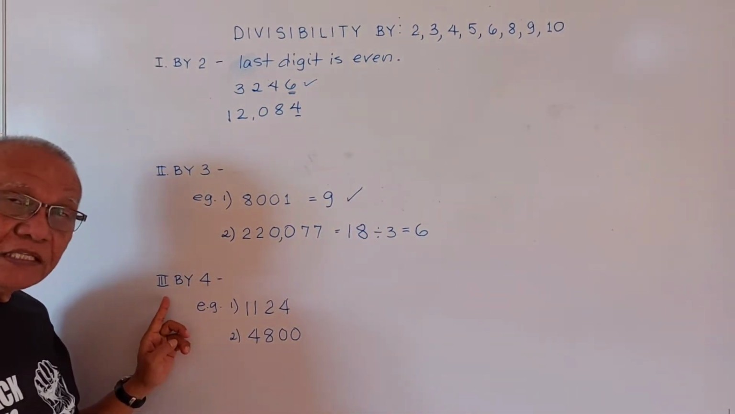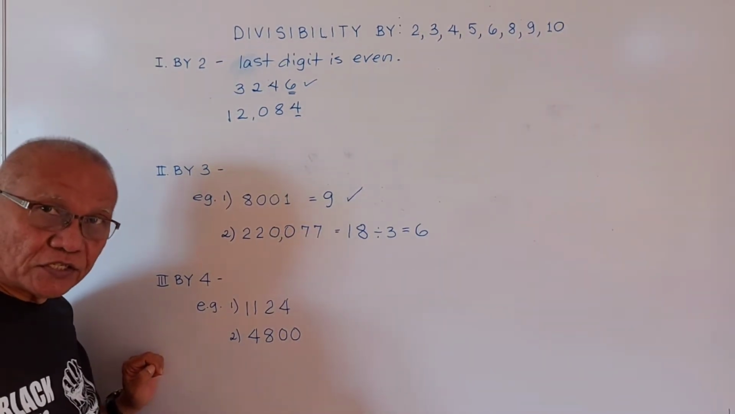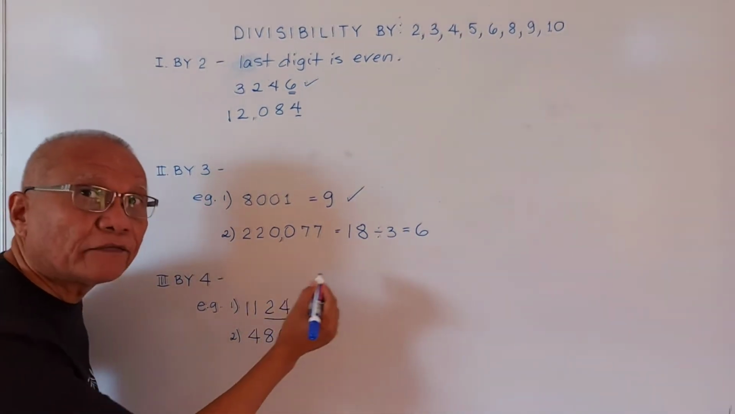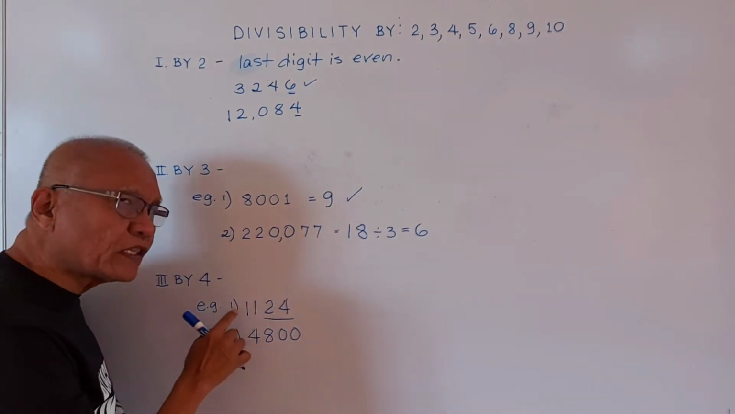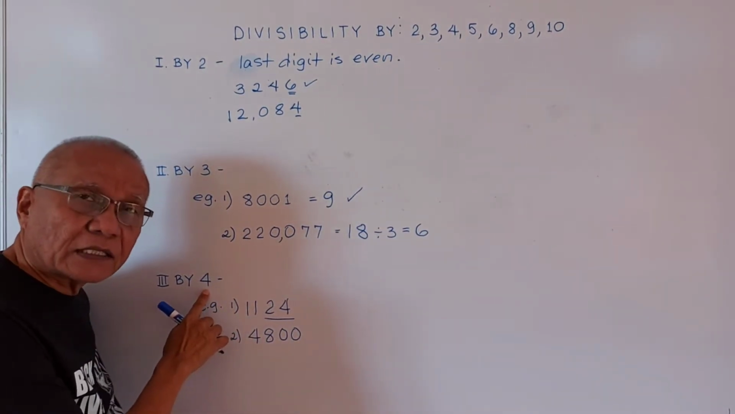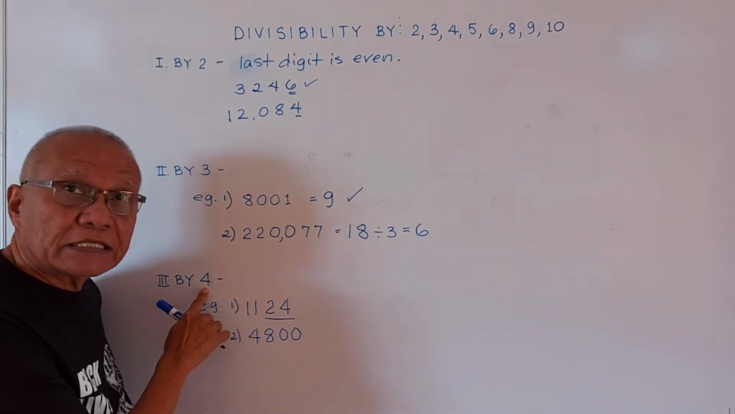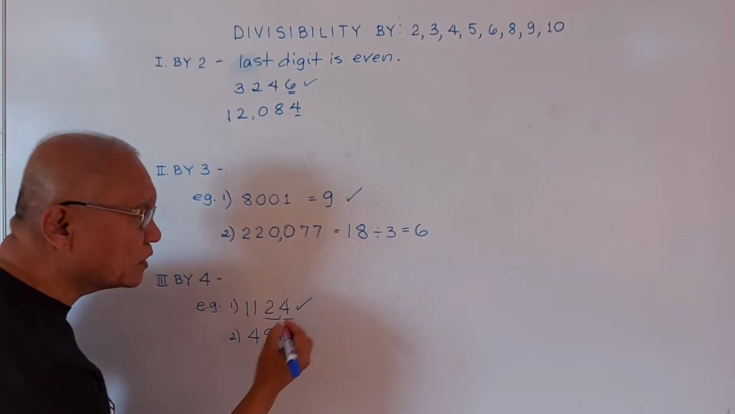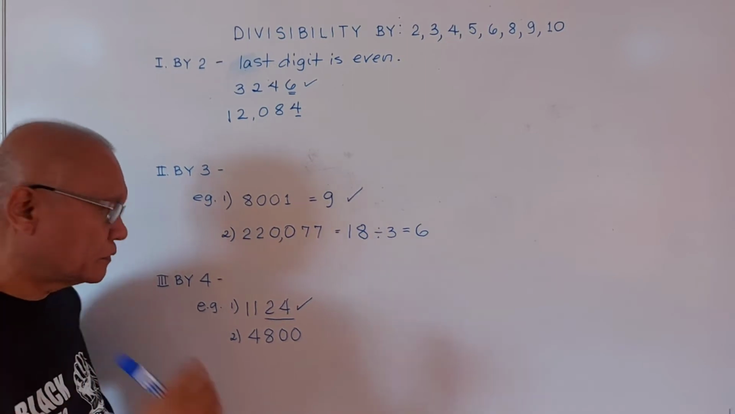Okay, divisibility by 4. Let us take the last 2 digits. It is 24. So, can we divide 24 by 4? Is it exact? Yes. 24 divided by 4 is 6. If that is exact, therefore, this 1,124 is divisible by 4.